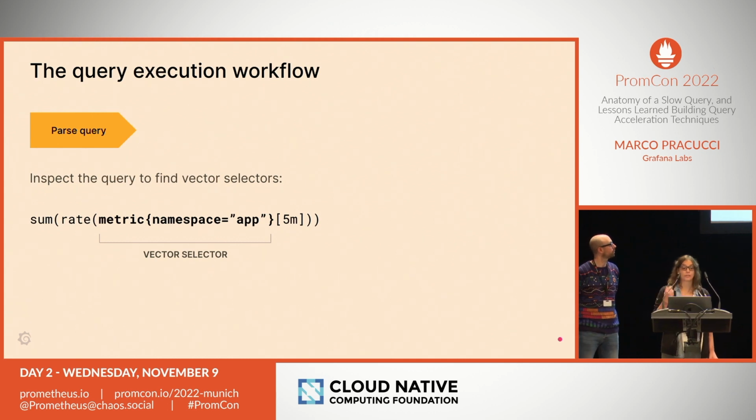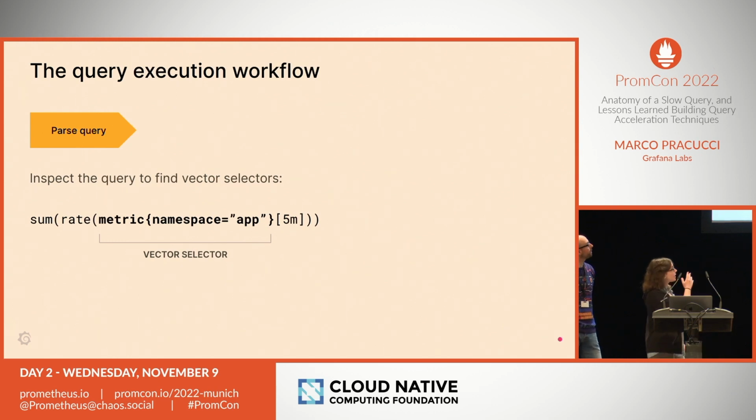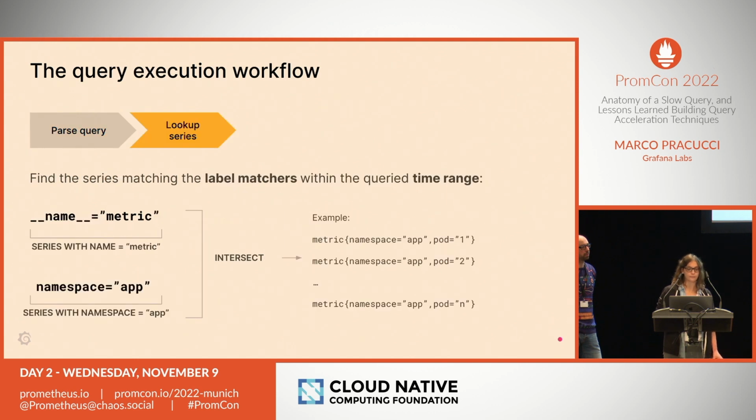query. In particular, we want to find all the instant or range vector selectors. So for this query, we have the range vector selector, metric, namespace equal app. Then, given our range vector selector, we want to get our label matchers in order to find all the matching series, all the series matching these label matchers. The way this is looked up in storage is first we look up all the series matching name equal metric, then all the series matching namespace equal app. We intersect the two sets, and the result of the intersection will be our matching series.